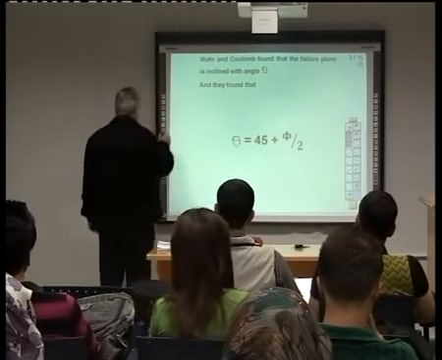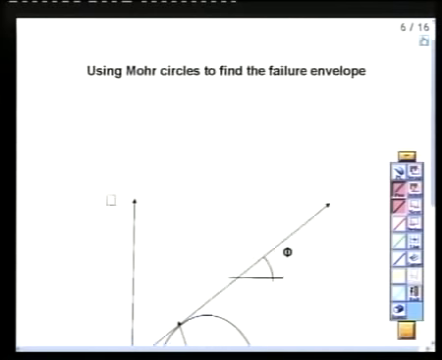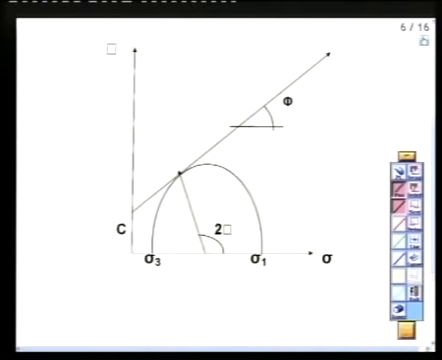Okay. Let us go. Using Mohr circles to find the failure envelope, as we described here, if we use the Mohr circle, then we will have this thing. Now this is what? This is shear stress. This is normal stress. This is the failure envelope, right? So this angle is phi. You see what is phi? This angle is phi. This value is C.